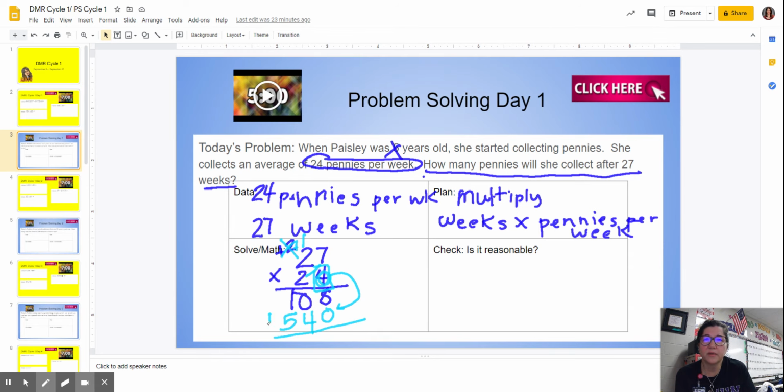And now we simply add these together to get our total. 8 plus 0 is 8. 0 plus 4 is 4. And 5 plus 1 is 6 for 648.